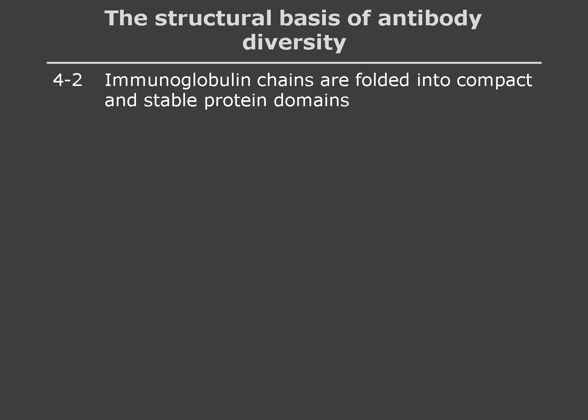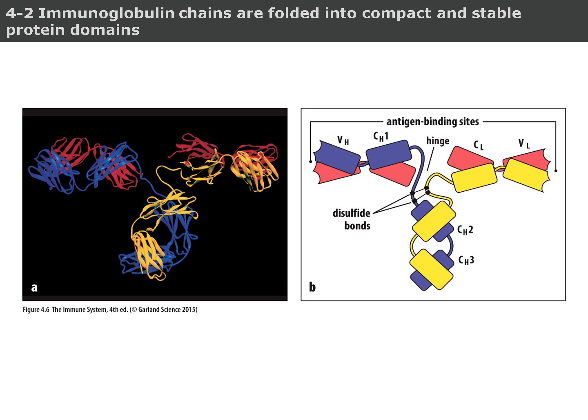Immunoglobulin chains are folded into compact and stable protein domains. In this slide, we explore how immunoglobulin chains are folded into compact and stable protein domains. On the left, the image shows a 3D structural model of an antibody. The antibody's heavy chains are shown in blue and yellow, while the light chains are in red and orange. These chains are folded into a specific arrangement of domains that contribute to the antibody's structural stability and function.